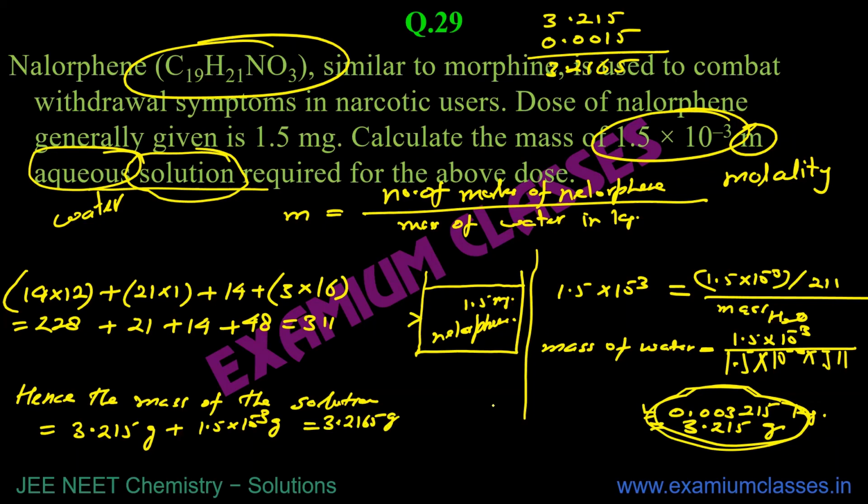Because students have asked this question in previous years many times, saying it is done differently, I checked the answer given by NCERT also. NCERT has given its answer as 3.20, which is not correct. The answer is 3.2165. The NCERT answer is not correct even if you don't consider the mass of the nalorphine. Any confusion here?